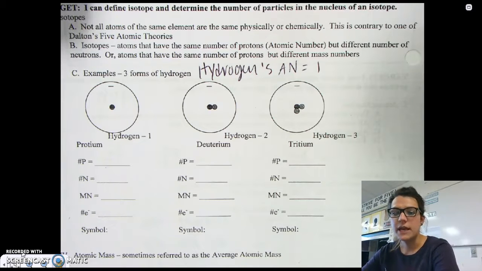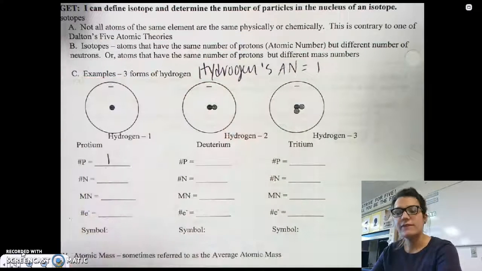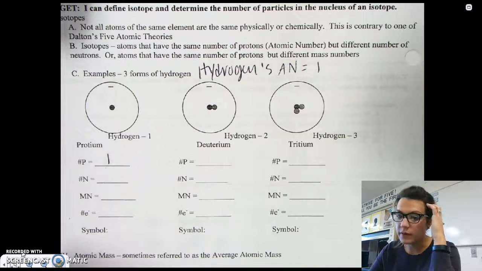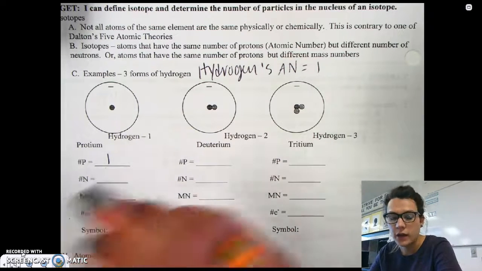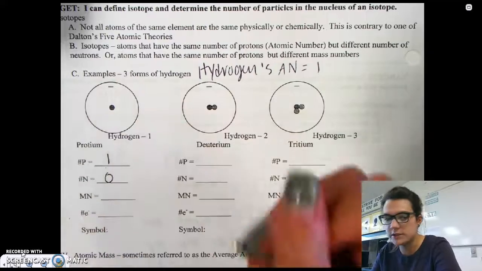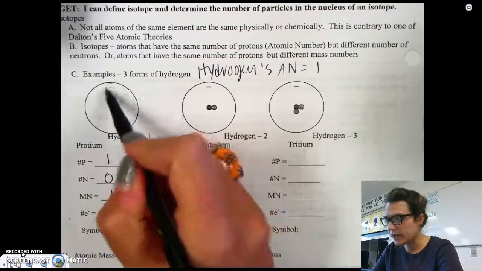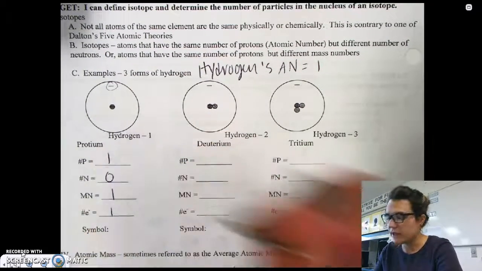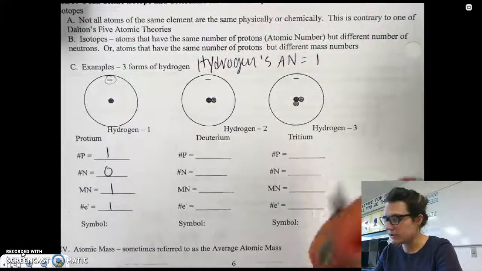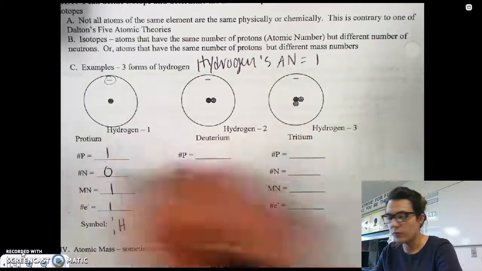Okay, so in this case, hydrogen 1 has one proton, and 1 plus 0 is going to give me a mass number of 1, which indicates that I have 0 neutrons and a mass number of 1. Now, you see here that I have one electron, which is negatively charged, so that's what that negative charge means. So if I was to write this symbol, it would be hydrogen 1, 1.